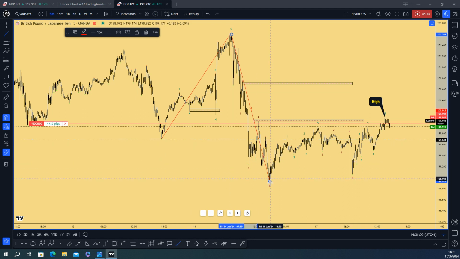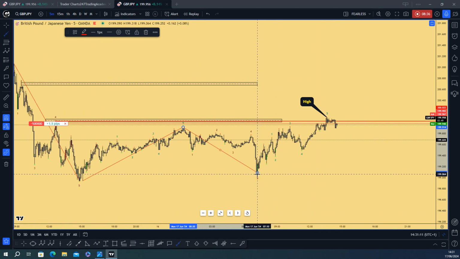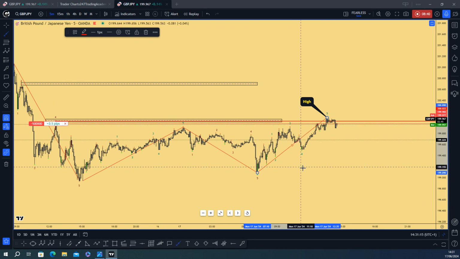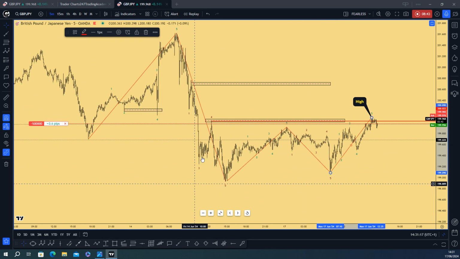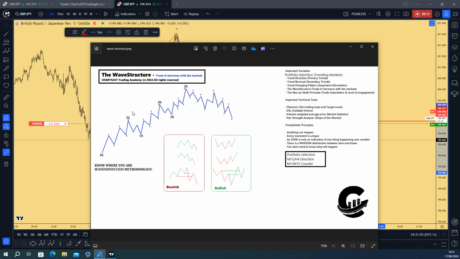Then we have another wave here, which consisted of 5 waves. We have another wave here, consisted of 5 waves. We now have another wave here, which consisted of 5 waves. So technically, this high to this low is one wave, followed by the pullback. If you look at the wave structure, a move followed by the pullback, then another move.